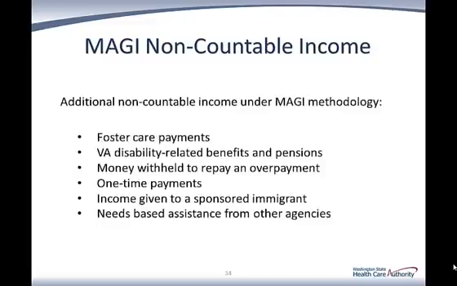Additional types of income that are non-countable for MAGI Medicaid include foster care payments, Veterans Administration disability-related benefits and pensions, money withheld to repay an overpayment, one-time payments such as refugee resettlement grants, and income given to a sponsored immigrant. This also includes needs-based assistance from other agencies such as TANF cash, refugee cash, age, blind or disabled, and SSI.